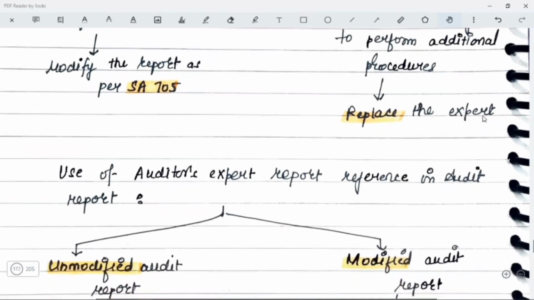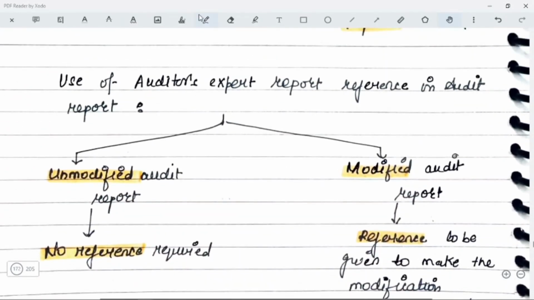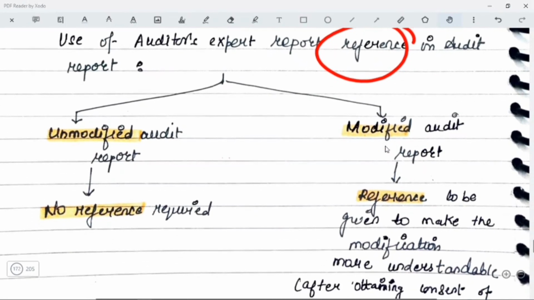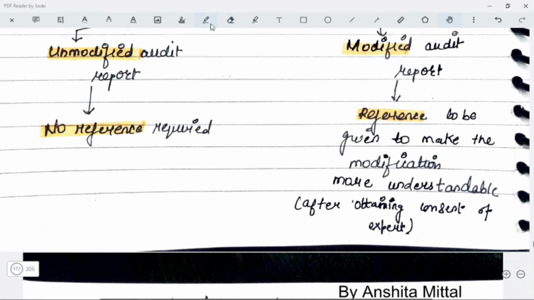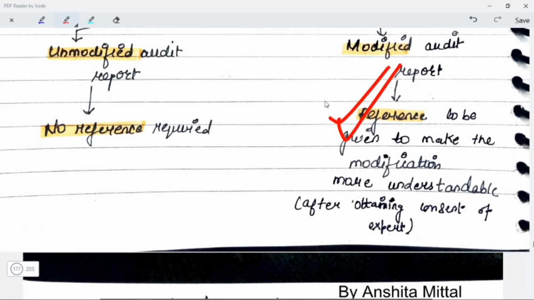Now, use of auditor's expert's report reference in the audit report. Are you going to use the reference of the report which is being issued by the auditor's expert? So in case you are giving an unmodified audit report, then there is no need for you to give any reference. But in case you are giving a modified audit report, you can give a reference to make the modification more understandable. Like, why are you giving a modified opinion? You can back your modified opinion with a report by giving a reference to the report of an expert, but this can be done only after taking consent from him.